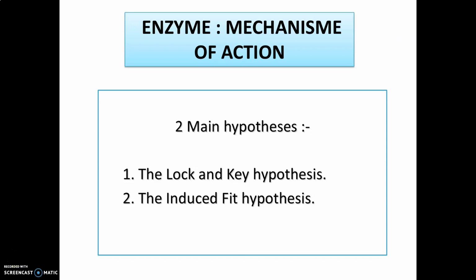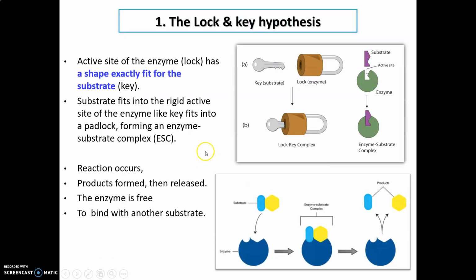So kita nak tengok apakah dia mechanism of action of the enzyme, apakah hypothesis, apakah model yang untuk menyatakan enzymatic reaction. Okay, ini adalah model untuk explain macam mana enzim itu carry out its action lah. So ada dua, which is the lock and key hypothesis dan juga the induced fit hypothesis. So tadi dah explain secara lisan dan secara ringkas.